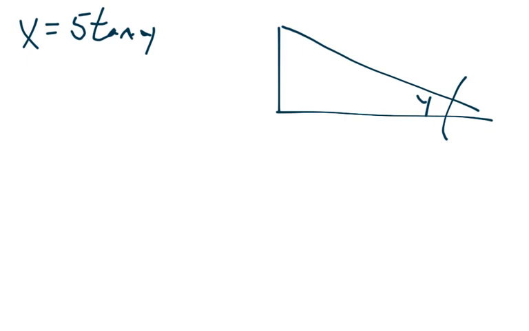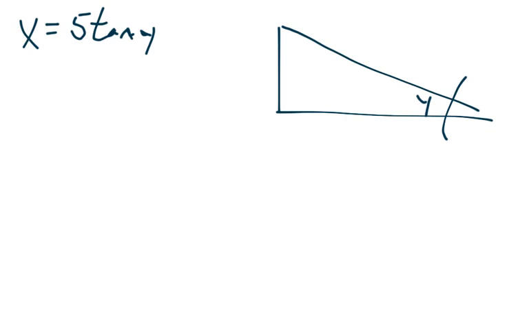So my opposite is x, my adjacent is 5, and then for the hypotenuse I have square root of x squared plus 25. Now what we wanted to do was find sine of y. So sine of y, well sine of y is opposite over hypotenuse. So in this case this is x over the square root of x squared plus 25.